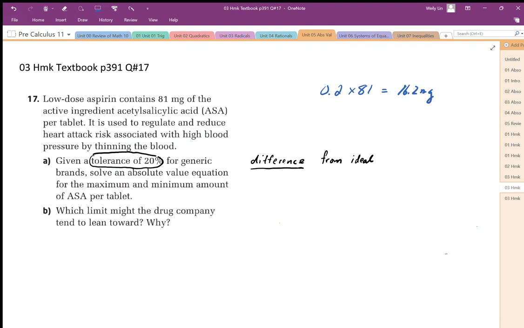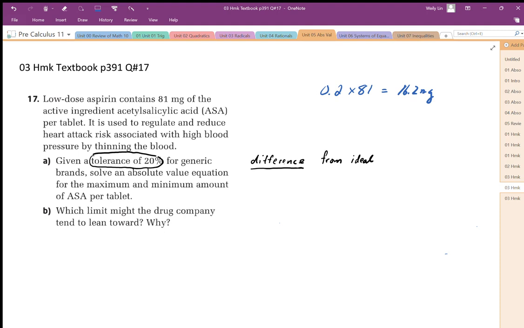Question number 17 says low-dose aspirin contains 81 milligrams of the ingredient acetylsalicylic acid, or ASA, per tablet, and it's used to regulate and reduce heart attack risk associated with high blood pressure. So it says given a tolerance of 20%. Now tolerance means that we are looking for 20% from the ideal, which is 81 milligrams. So solve an absolute value equation for the maximum amount of ASA.